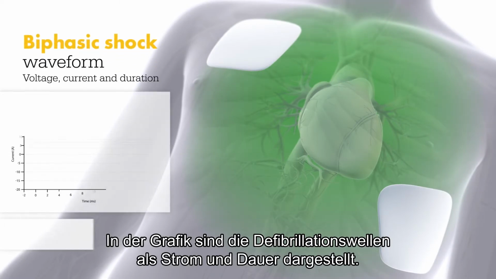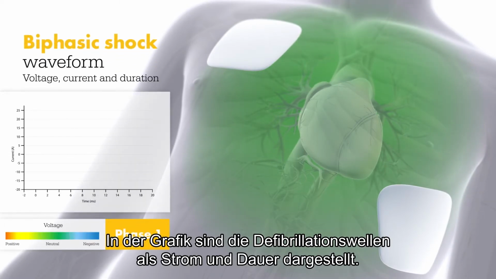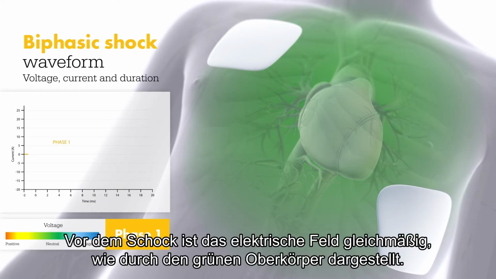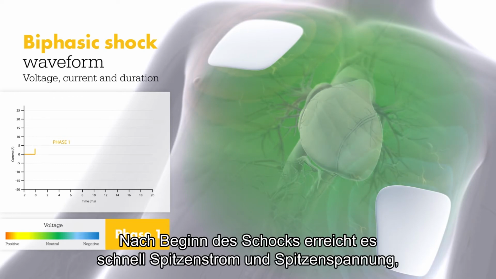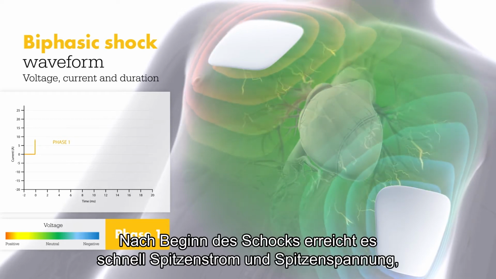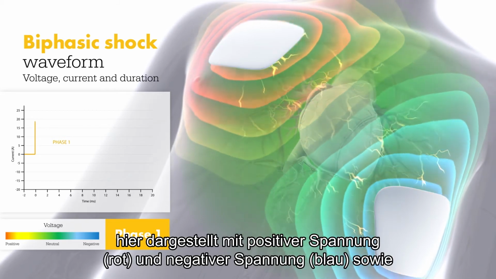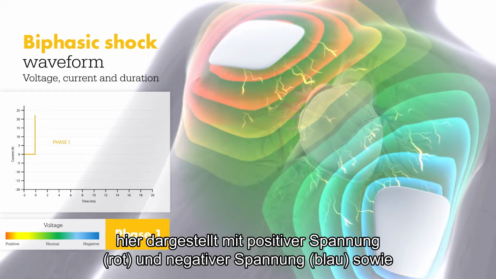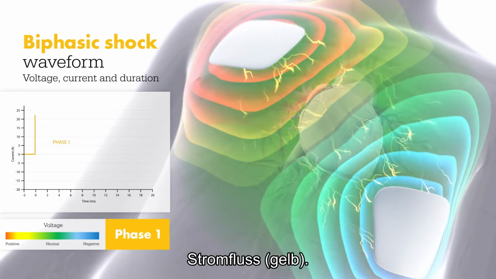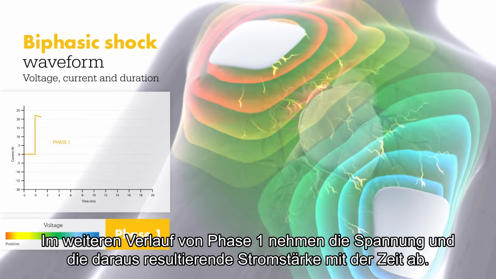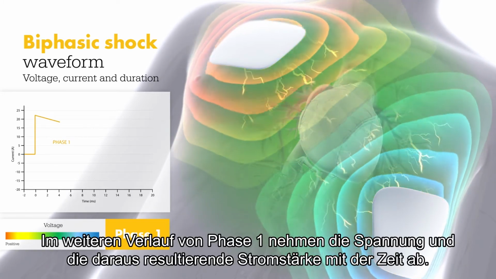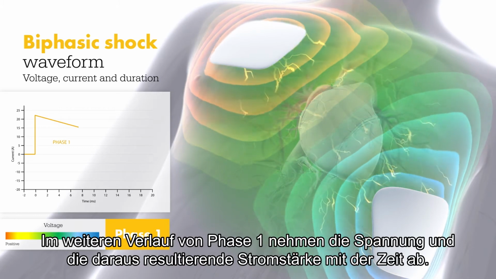Here, the defibrillation waveform is graphed with current and duration. Prior to the shock, the electric field is uniform, as shown by the green torso. As the shock begins, it quickly reaches peak current and peak voltage, shown here with the positive voltage in red and the negative voltage in blue, and the flow of current in yellow. As phase 1 continues, the voltage and the resulting current decreases over time.